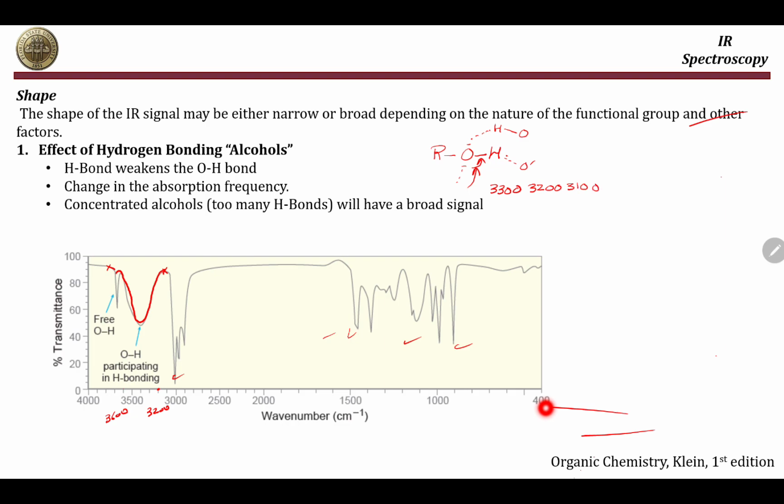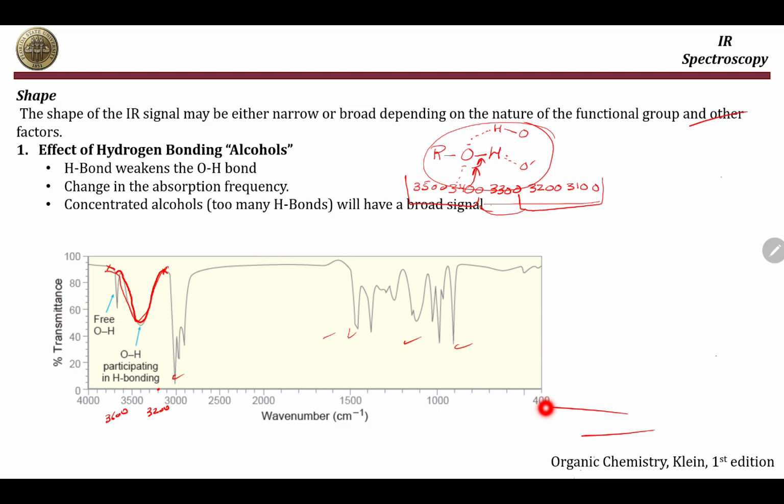3100. Now, some of the molecules will have so many hydrogen bonds, and that's why they will be in this region. Other molecules will have only a few hydrogen bonds, and that's why they will be in another region, let's say 3400 or 3500 and so on. So that's why we have a broad peak, because some of the molecules which have so many hydrogen bonds will be in this lower region. Some of the molecules which have fewer hydrogen bonds will be in this region, and other molecules will be in between. And that's why you can see this broad band here.